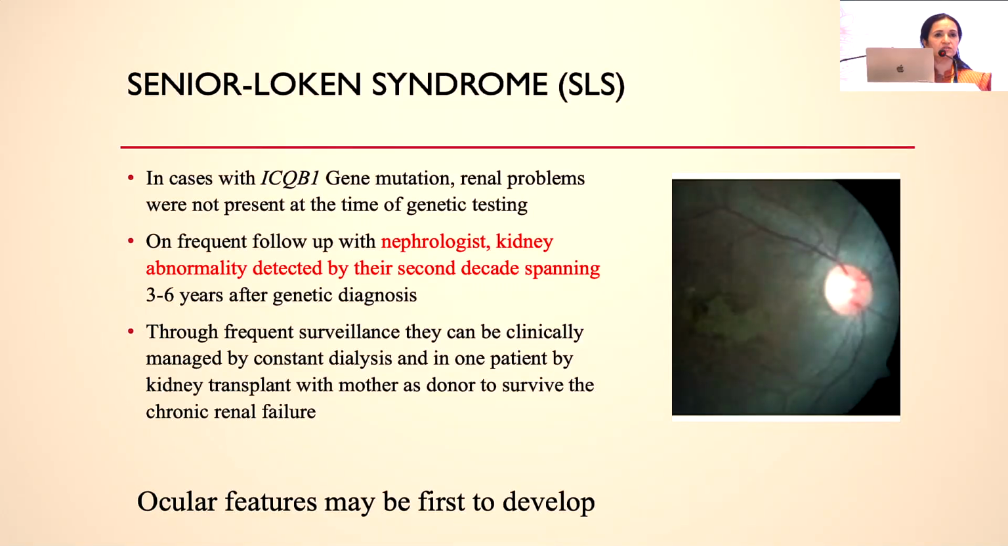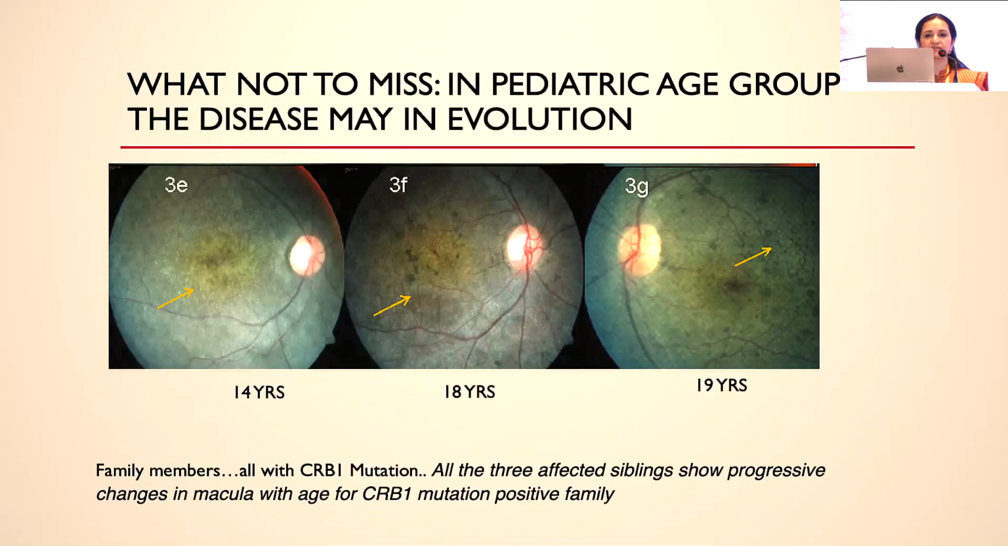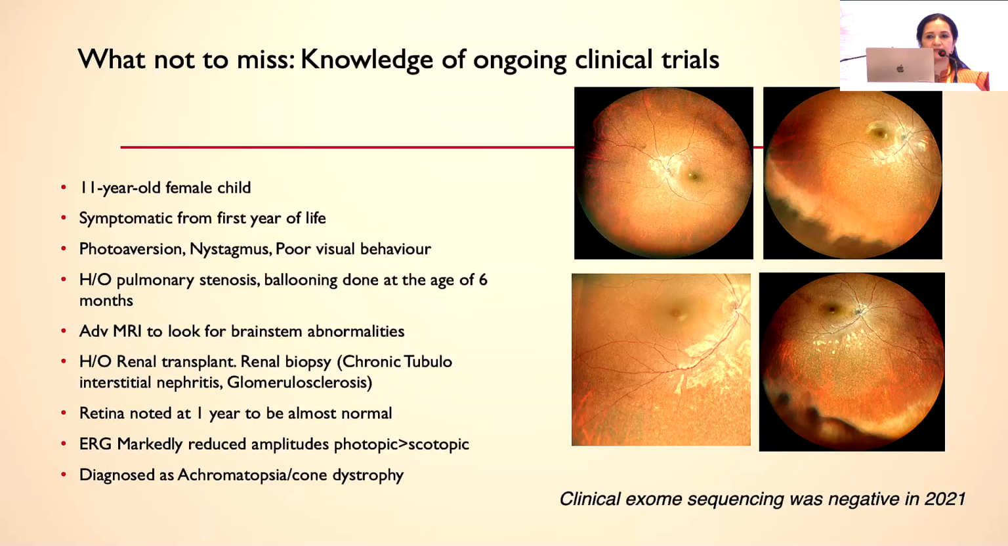As an ophthalmologist, you may be the first one to diagnose that the patient has cone dystrophy. But if you advise a physical examination or if you do genetic testing, you may find Senior-Loken. These are the cases where the children will have acute renal failure and may need a renal transplant in the first decade of life. And again, it is a disease in progression in children, so you have to interpret it very carefully.